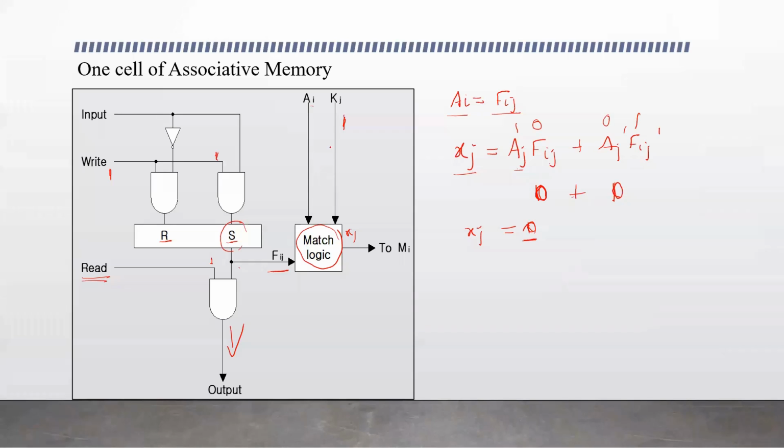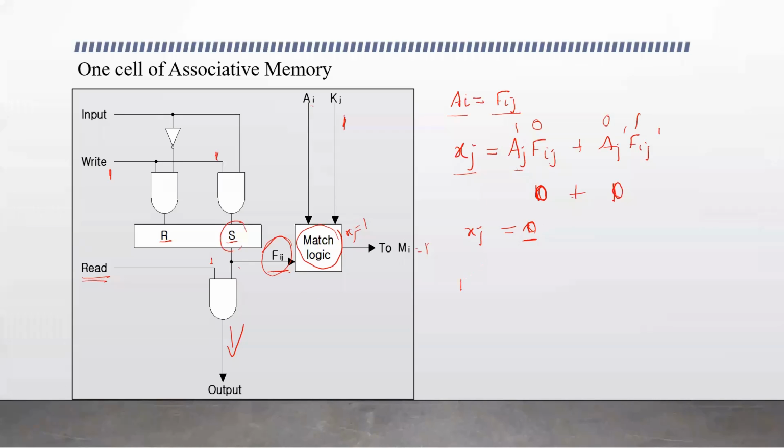So this match logic compares the bit Aj with Fij. This is one storage cell in associative memory. This is compared, and if both are equal, Xj is set to 1 and Mi is set to 1. Mi is the corresponding bit in the match register. When the bit in the match register is 1, it means there is a match. If the bits are not equal, Xj is set to 0 and the match register bit will also be 0. So this is the logic.